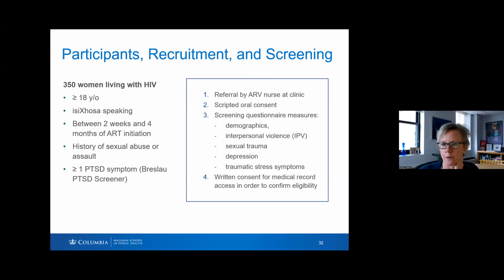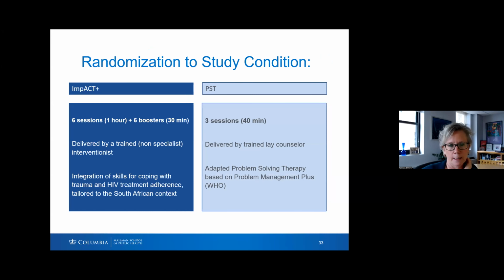We do a screening for eligibility on these factors. We confirm in the medical record, and then they come back for a baseline assessment, and they are randomized after the baseline assessment. Happy to talk more if necessary about the details of how that's done, but I think the broader focus here is that we're comparing these 2 interventions.